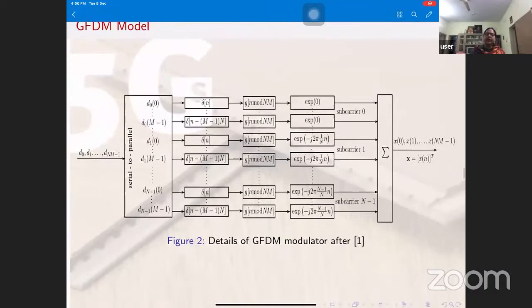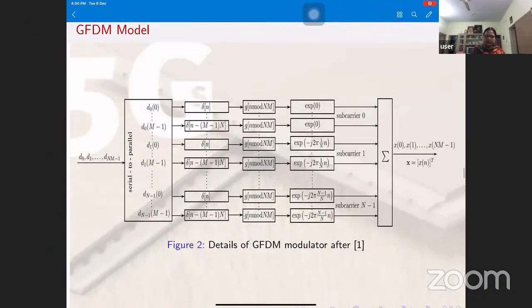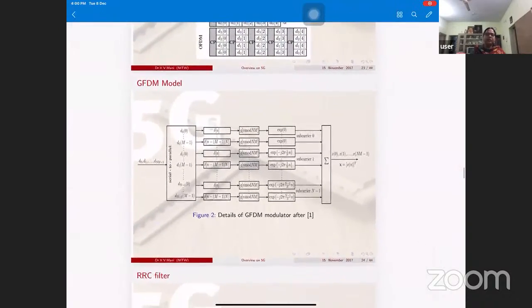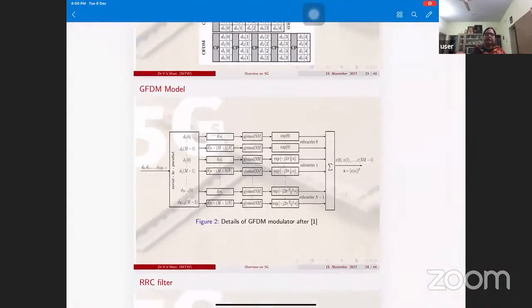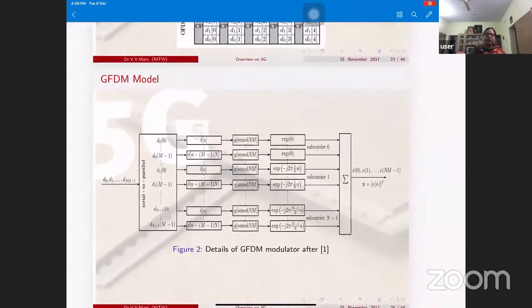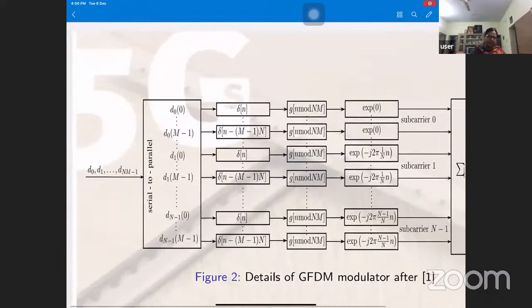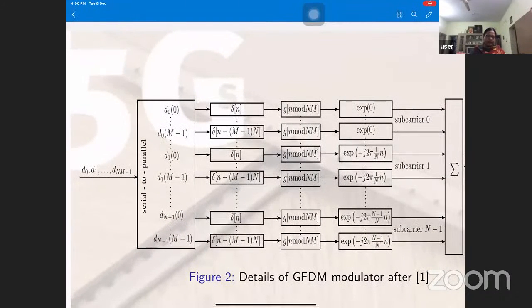So this block diagram, maybe this is the total view of the block diagram. Okay, so I can show you block by block. If you look at this block diagram, there is actually a difference from GFDM to OFDM.